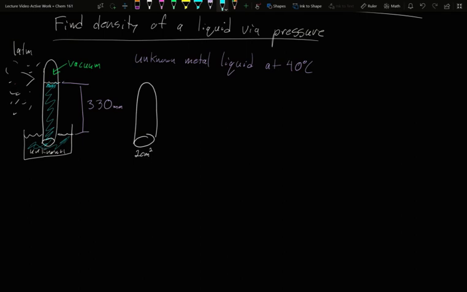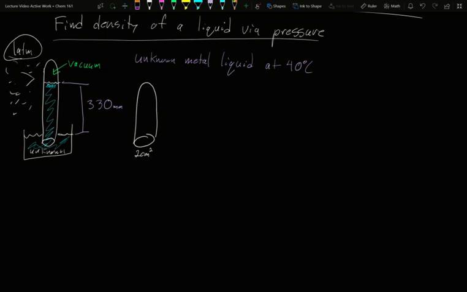What we find is that the unknown metal liquid goes from the level of the liquid in the bowl up to 330 millimeters above it inside the tube. So this is the height the liquid takes inside the tube when there's a vacuum above it. There is 1 atmosphere of pressure outside.